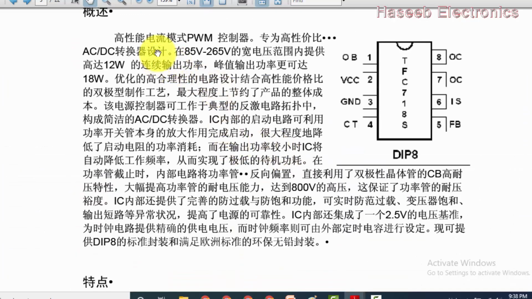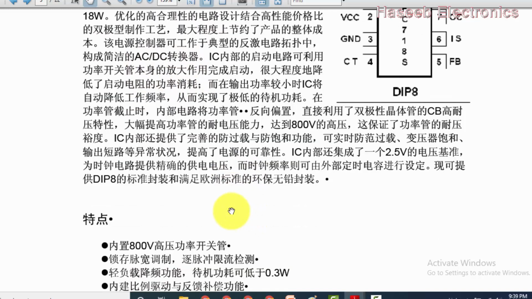In the short description, it says it is a high performance current mode PWM controller, and it works for AC to DC converters ranging from 85 to 265 volt, and it delivers power normally at 12 watt without any error, and its output power can rise up to 18 watt, but the normal switching power is 12 watt. So it is used in AC to DC converter applications, and it has a 2.5 volt reference.